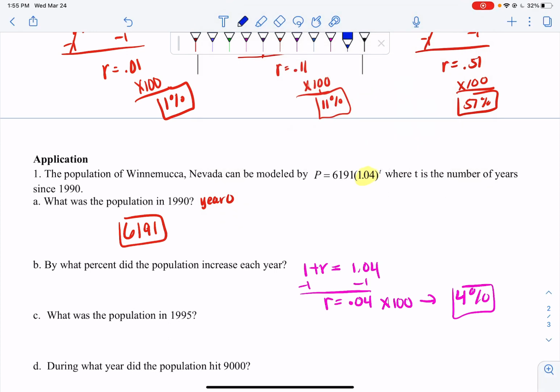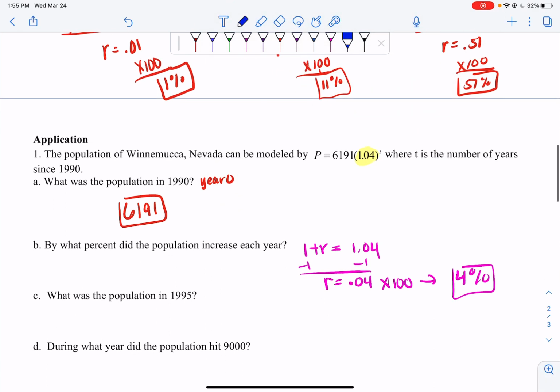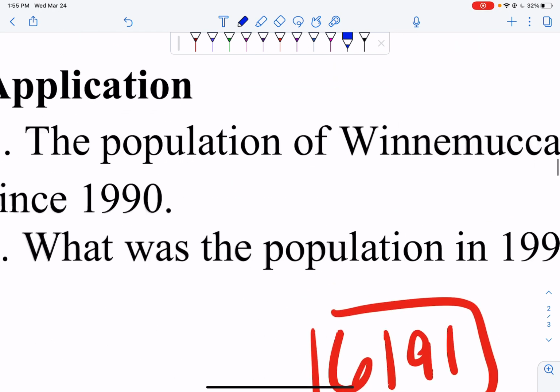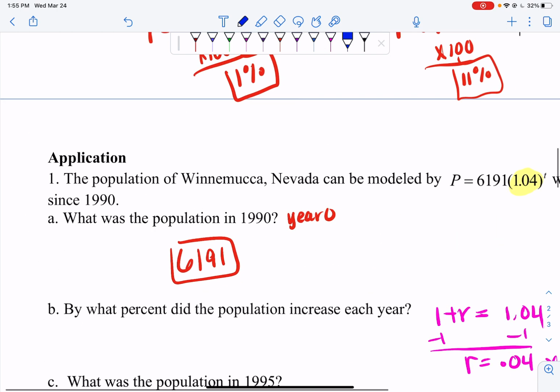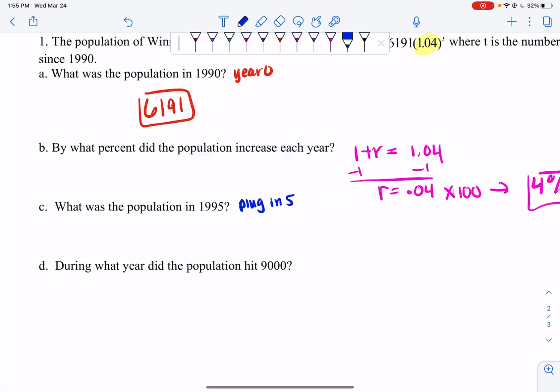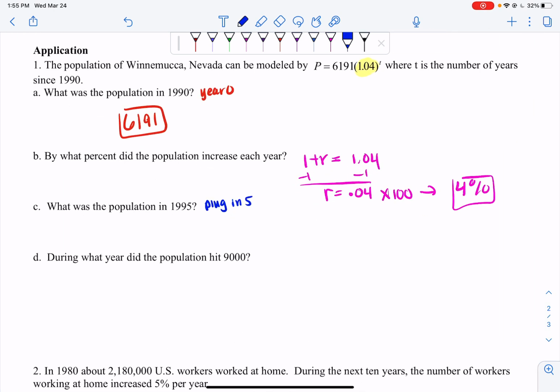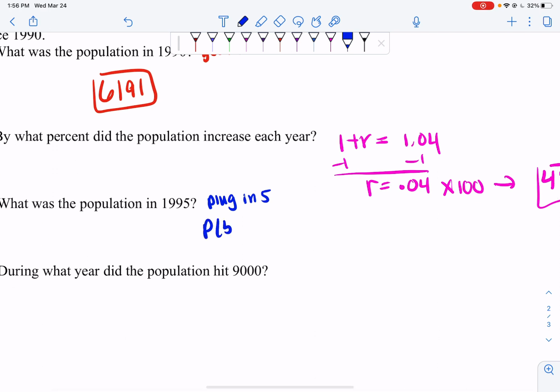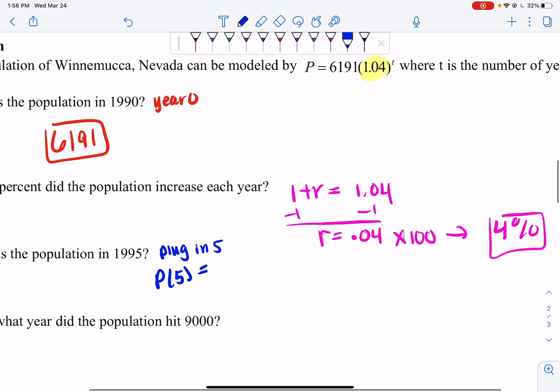Let's go on to part C. What was the population in 1995? Interesting question. Well, if I'm starting in 1990 and I'm going to 1995, how many years have taken place? Very good, 5 years. So I'm just going to plug in 5 to this equation. Everywhere I see a t or an x, however you want to view it, I'm just going to plug in a 5. So I'm going to do P(5) equals 6,191 times 1.04 to the 5 power.